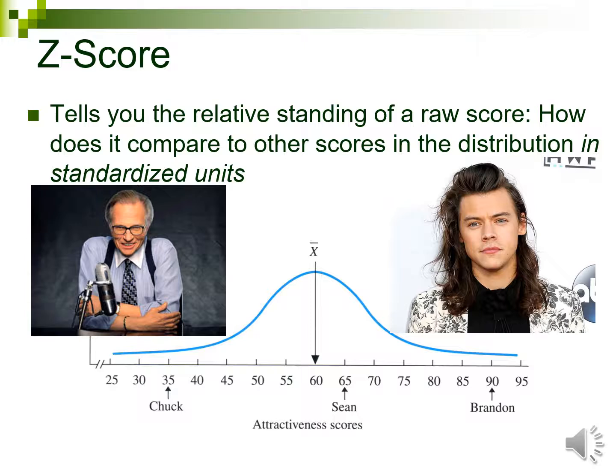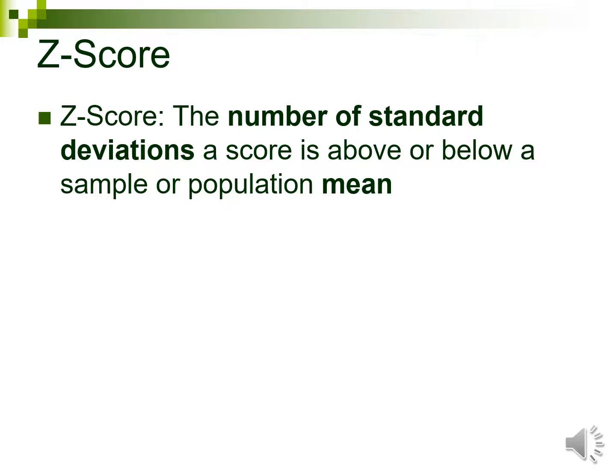But that took a long time to describe the relative standing of those three guys. Wouldn't it be nice if we could describe in standardized units in quantitative fashion exactly how a particular raw score compares to the other scores in the distribution? Well, that's exactly what z-scores are going to be able to tell us. So the z-score is the number of standard deviations a score is above or below a sample or population mean.